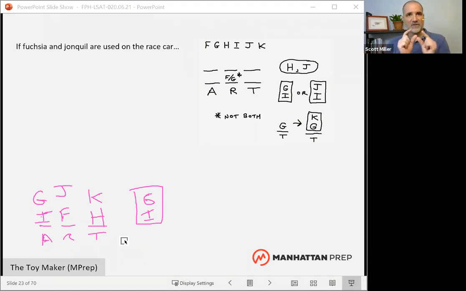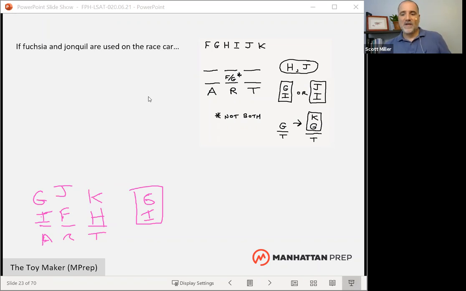It doesn't have to be a single solution, but you're trying to get as much information on paper as you can. And then, diagram the initial condition and see what inferences we can make. What must be true if J and F are with R? And this is what must be true. G and I are with A, K and H are with T.